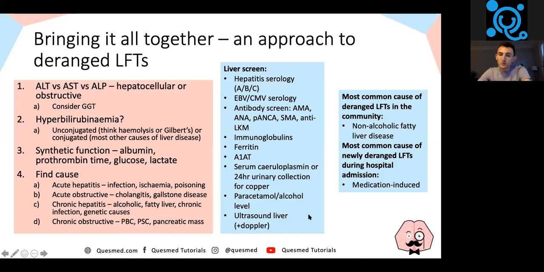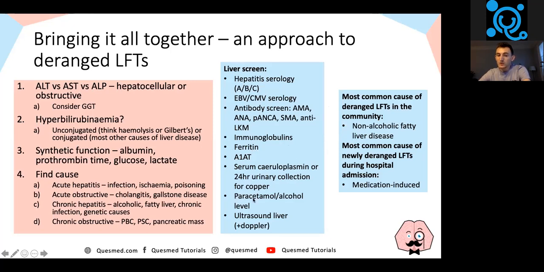Often in the hospital, we send what's called a liver screen if someone has persistently deranged liver function tests. And that includes basically everything that we've spoken about today. So it includes all of the viral serology, including EBV and CMV serology. It includes all of the antibodies and immunoglobulins that we talked about with the autoimmune causes of liver disease. It includes our ferritin, alpha-1 antitrypsin, ceruloplasmin and urinary copper collection, all of which we talked about with the genetic causes of liver disease.